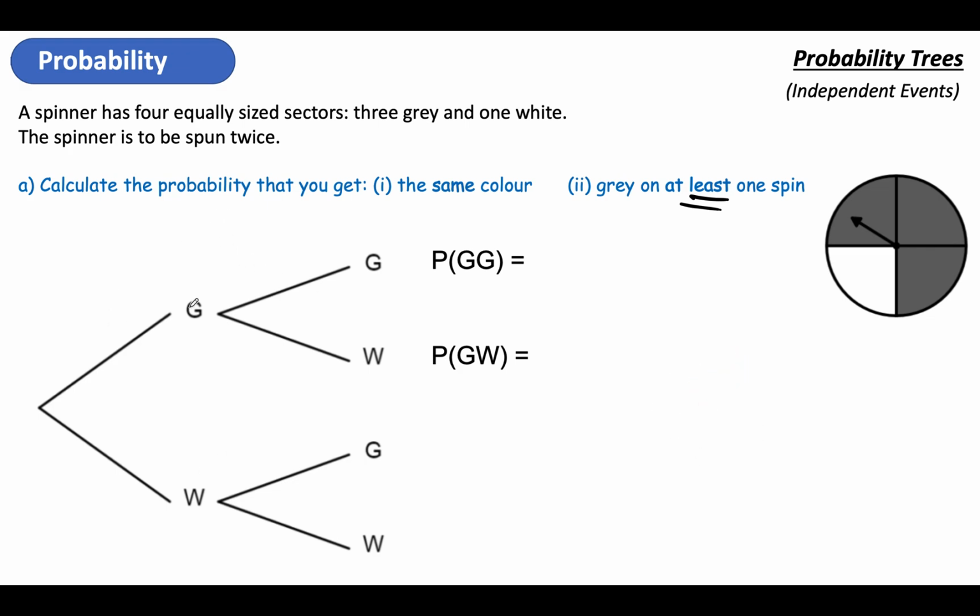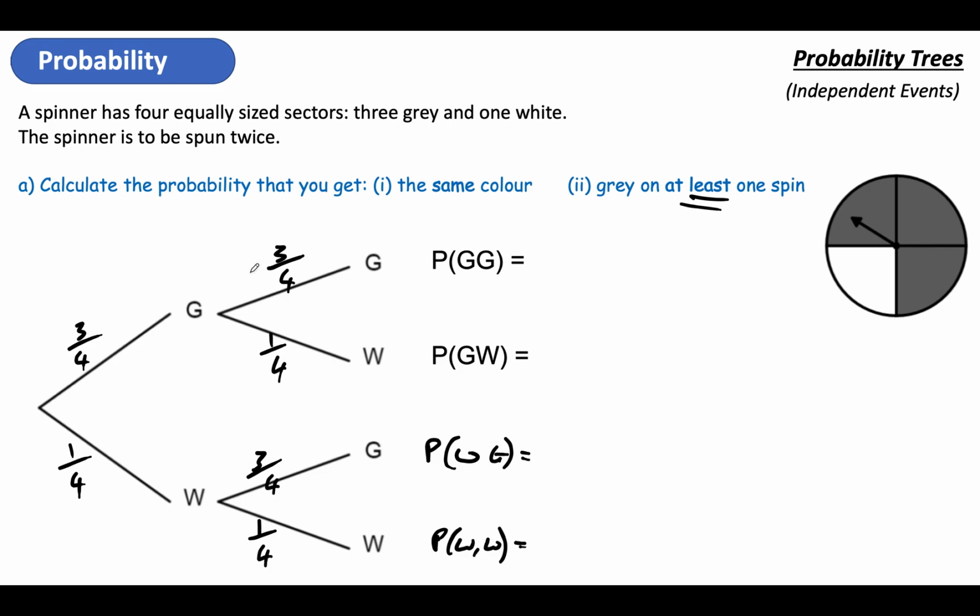Unpaused. Okay, so what's the probability of getting grey? That's 3/4 or 0.75. And white is 1/4 or 0.25. And it's the same every time we spin it. So the probabilities on the second set of branches will be the same. I'm actually going to work out all these different outcomes this time. It might save some time later.